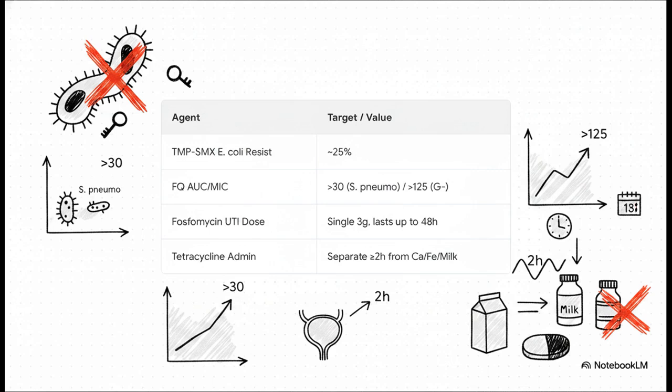Looking for a simple cystitis treatment? Fosfomycin works as a single 3-gram oral dose that maintains high urine levels for up to 48 hours. And if you're prescribing tetracyclines, make sure to tell your patients to separate the dose from calcium, iron, or milk by at least 2 hours. Otherwise, the drugs simply won't absorb.